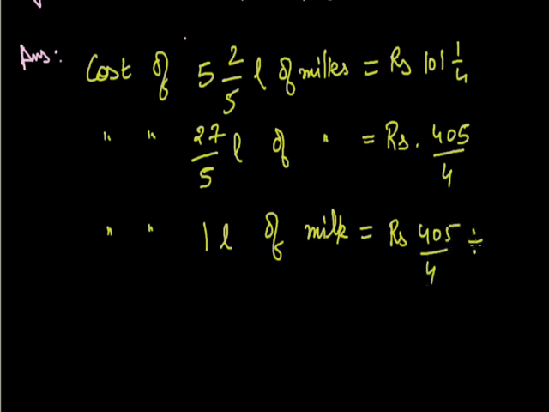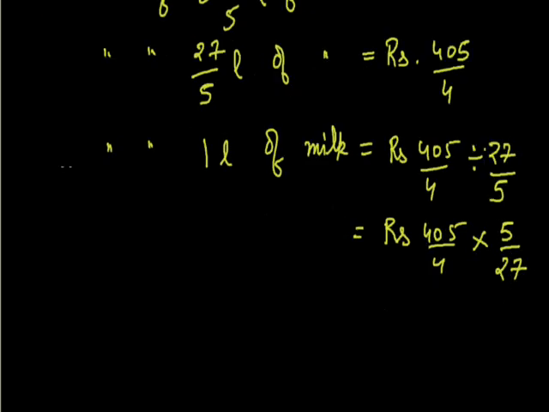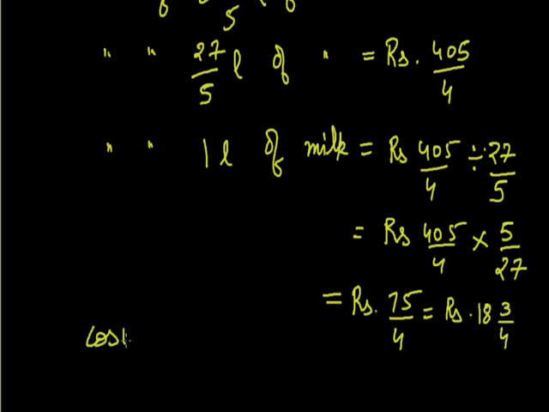405/4 divided by 2/5. Now when we convert the division sign into a multiplication sign, we take the reciprocal of the number which is written on the right side of the division sign. So it will be 5/2. On simplification we will get rupees 75/4, and if we convert this into a mixed fraction, it will be rupees 18 3/4. So the cost of 1 liter of milk will be rupees 18 3/4.